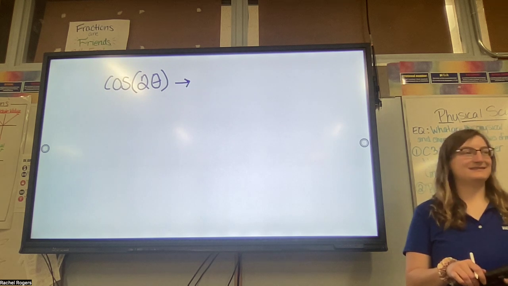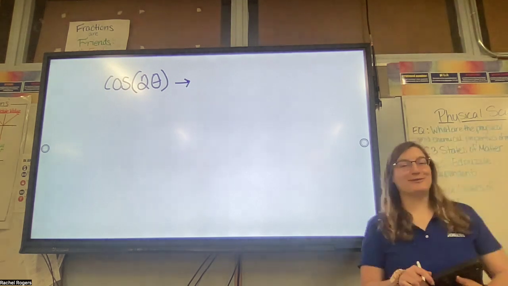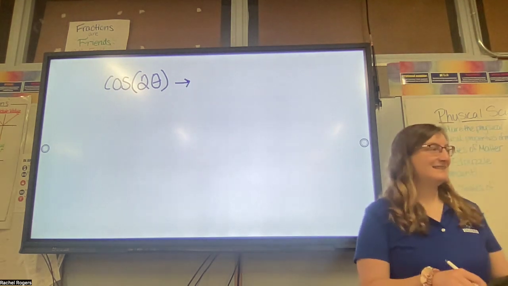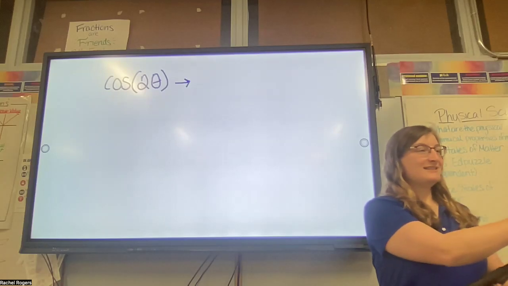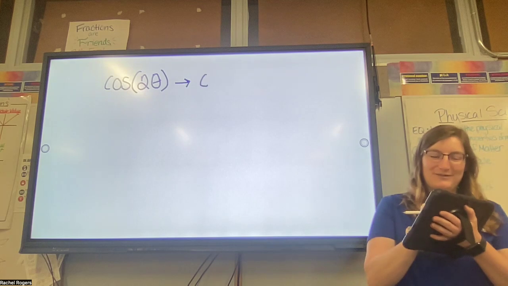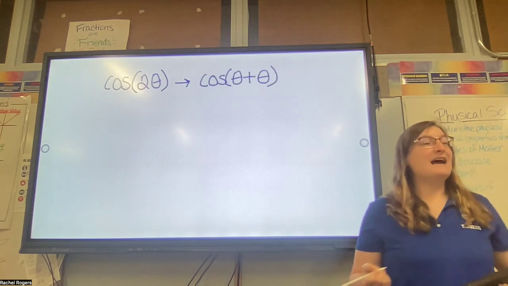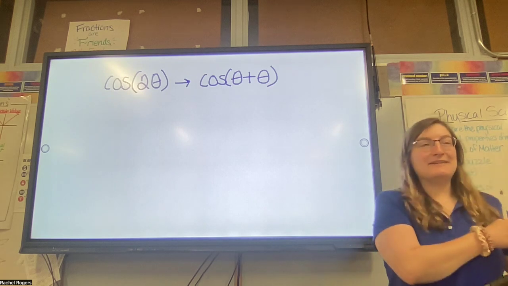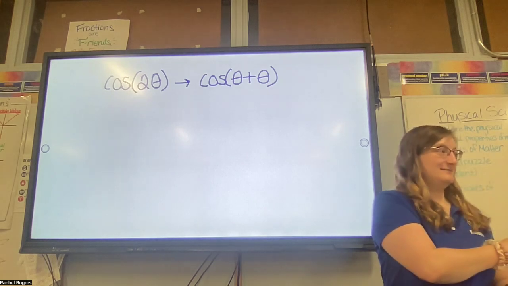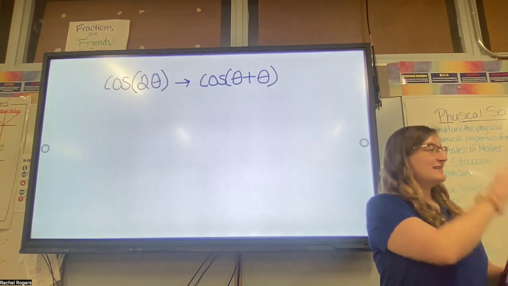Wait, let's think on this. What really is 2 theta? 2 times theta. It is 2 times theta. But a 2 theta, theta plus theta. There we go. So this is cosine of theta plus theta. Now using our sum identity from Friday. Yeah, 2 times x is x plus x.